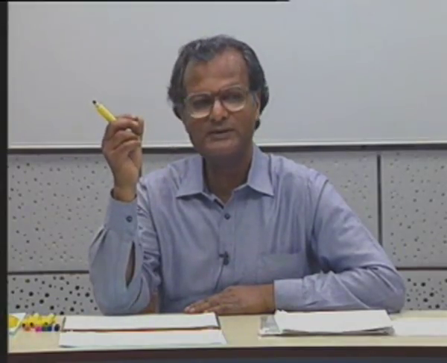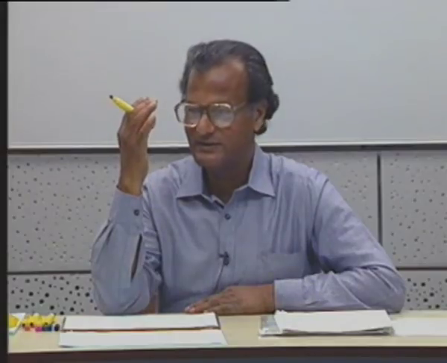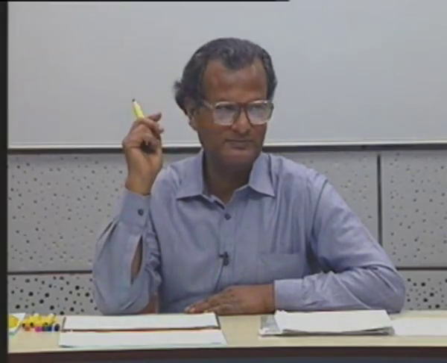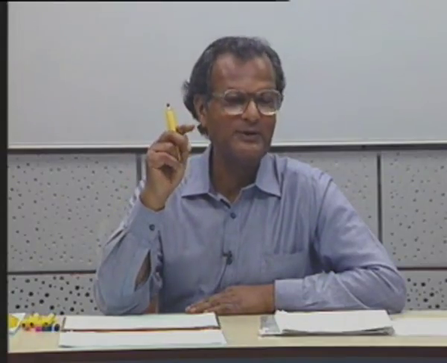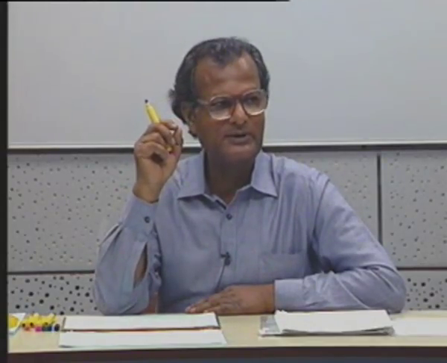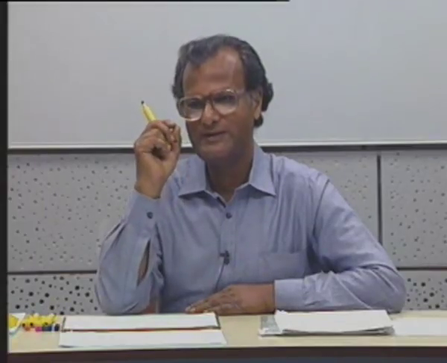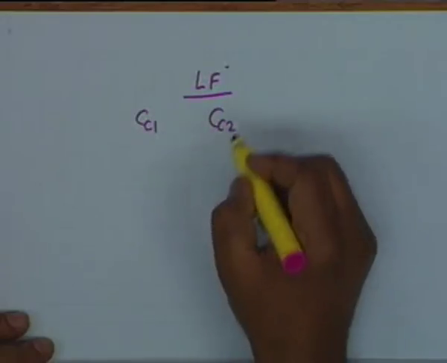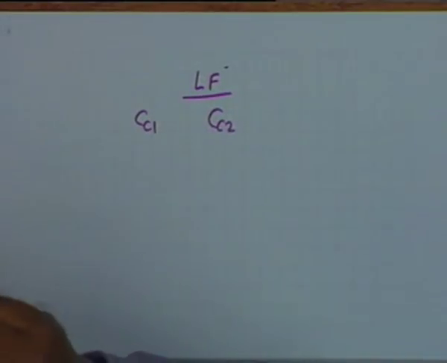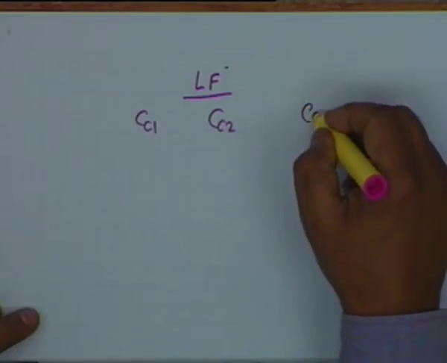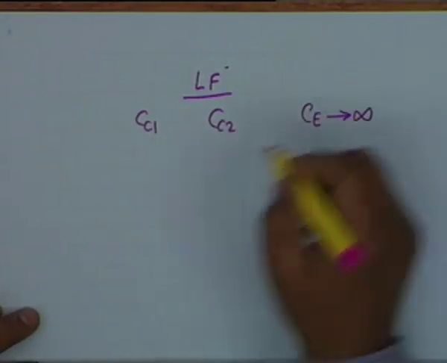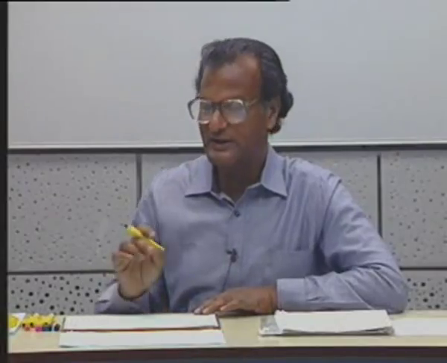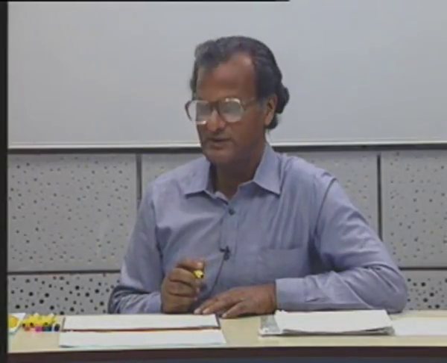So, for an engineer, it is very convenient to consider one effect at a time. We shall be a little more flexible, we will say two at a time. Let us take the effect of CC1 and CC2 into account, which in effect means that CE we are assuming to go to infinity. The largest possible CE we put there, and therefore we look at the effect of CC1 and CC2 only.